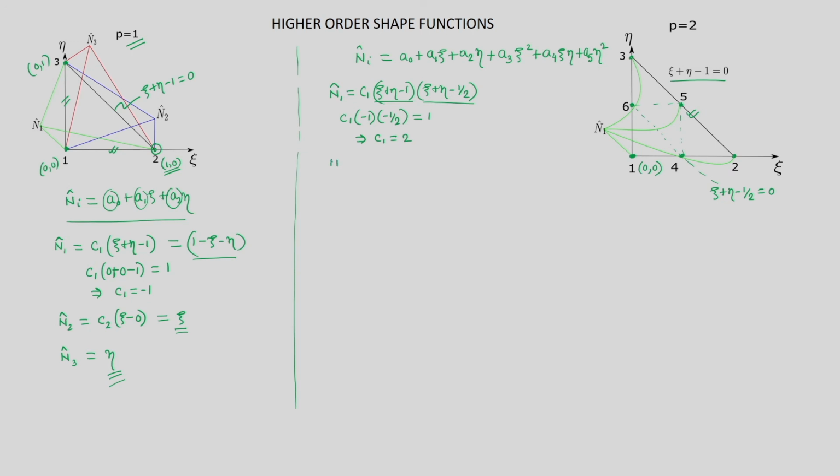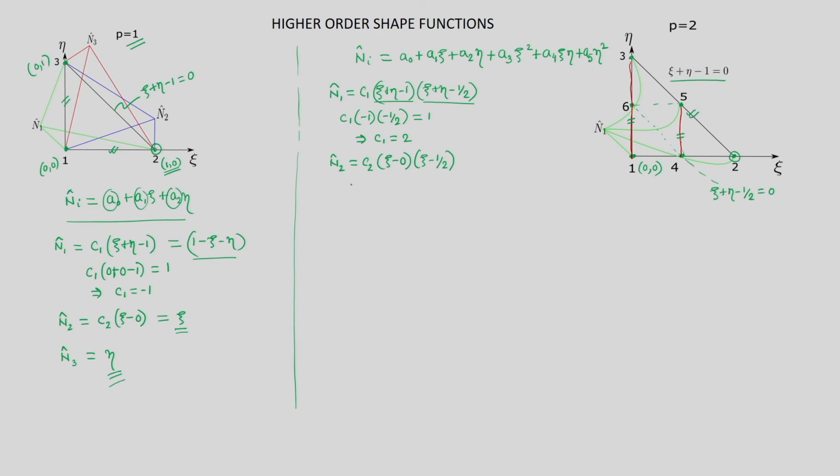Now, let us construct N2 hat. N2 hat is 1 at node 2 and 0 at all other nodes. So, N2 is 0 along the line 1 6 3 and along the line 4 5. The first one is xi equal to 0, and the second one is xi equal to half. So, it is xi minus half into C2.